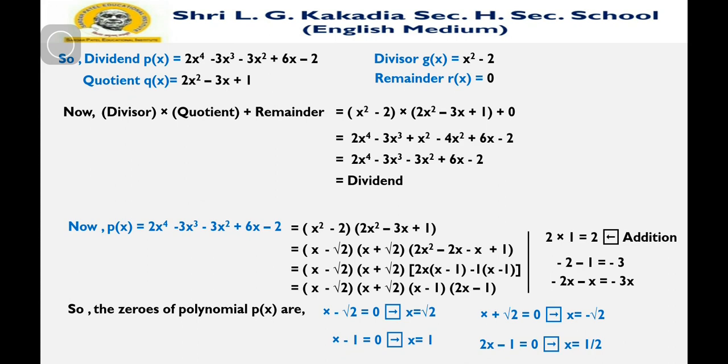So by this way you can find the other zeros of a given polynomial. And if the zeros of a polynomial are given, then we find the factors of the polynomial, and then we divide the polynomial by the given factors, and at last we get such type of zeros.